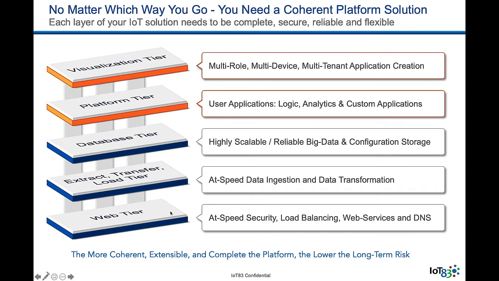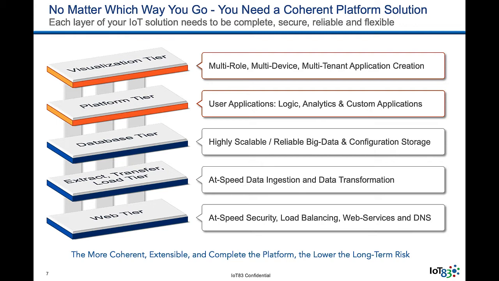At the bottom is the web tier for at-speed security, load balancing, web services, and DNS. Next is the extract, transfer, and load tier for at-speed data ingestion and data transformation. And then the database tier for highly scalable, reliable big data configuration and storage. Above that is the platform tier for user applications, logic, analytics, and custom applications themselves. And at the top is the visualization tier for multi-role, multi-device, multi-tenant application creation.